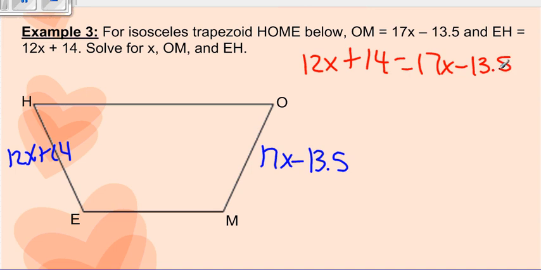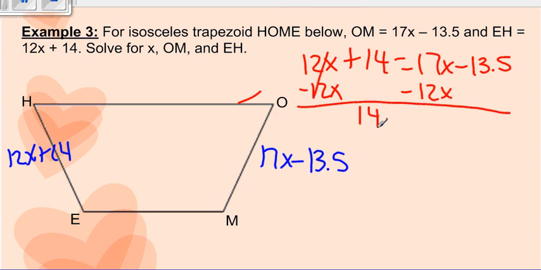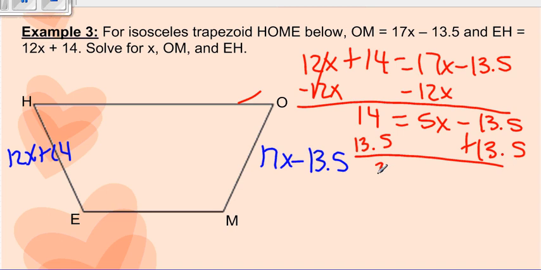Okay, I'm going to bring my 12x to the other side. I'm going to get 14 equals 5x minus 13.5. I'm going to add 13.5 to both sides. We get 27.5 equals 5x, or x equals 5.5. Now we've found x, so we've done this part of the problem.